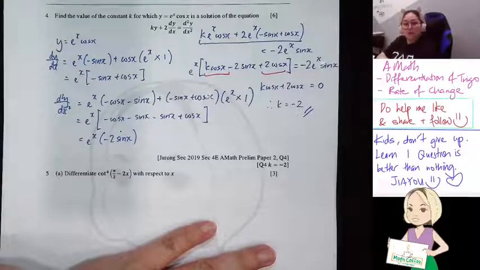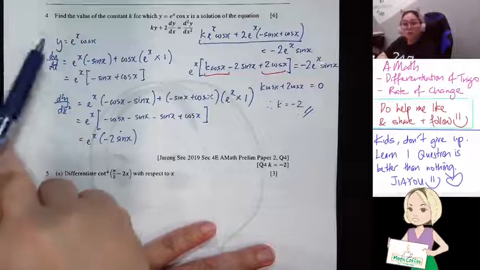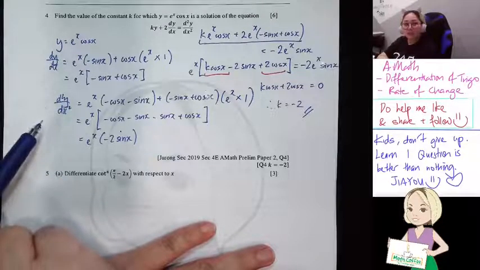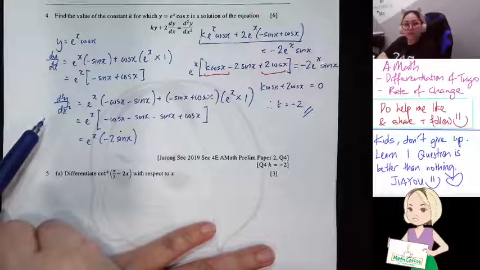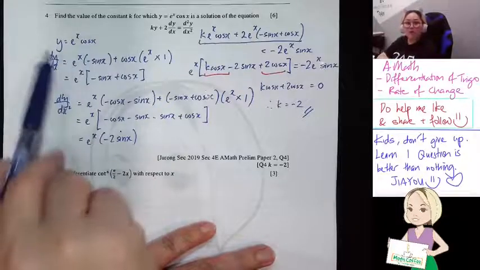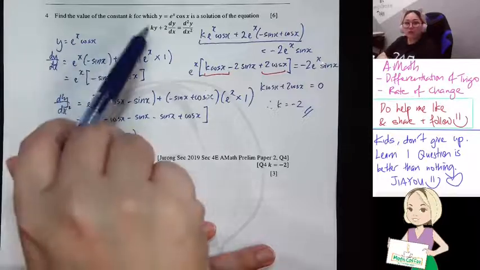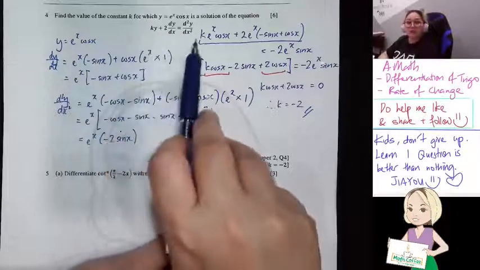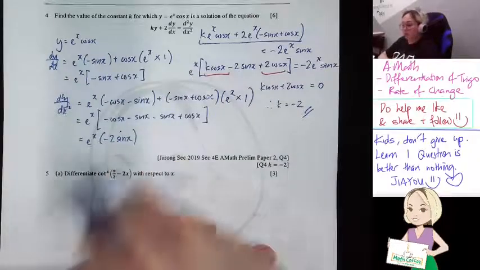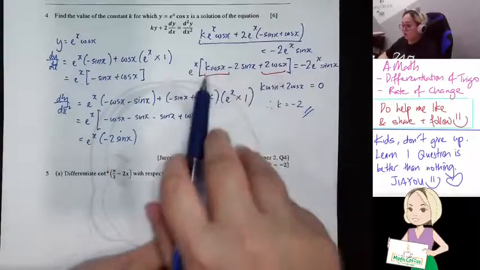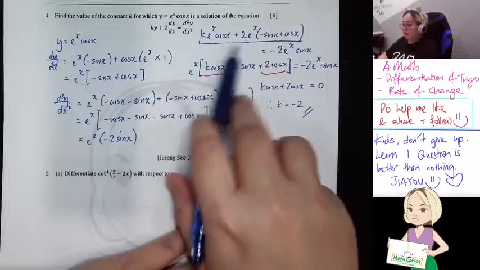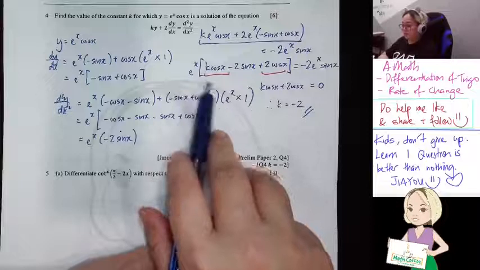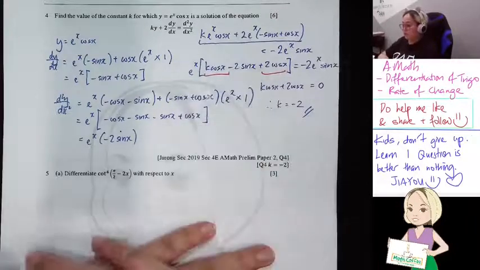So what I did is I found the expression for my y, which is given. I found the expression for my dy/dx. I found the expression for my d squared y over dx squared. And then after that, I used all these three expressions to form the equation as per the equation they state here. Then I compared the coefficients. But before I compared coefficients, I took out the common factor e to the power of x, so it's easier to see.